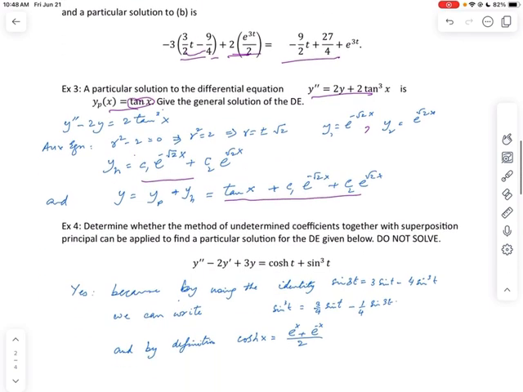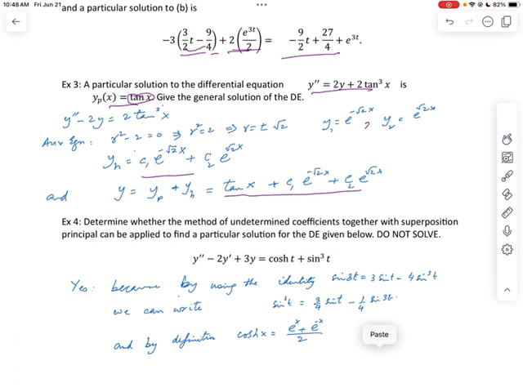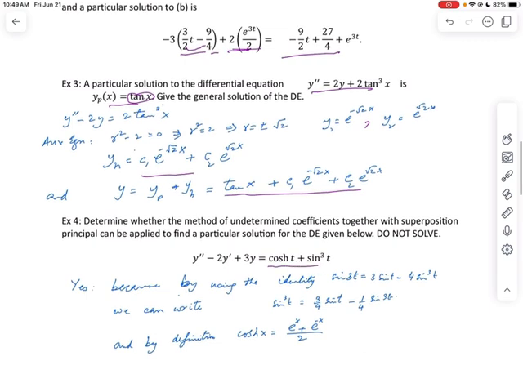So example 4, it says, determine whether the method of undetermined coefficients together with superposition principle can be applied to find a particular solution for the DE below. Do not solve. So in this case, if you look at the right hand side, you might say, oh, but this is sine cube t and this is cosine hyperbolic t.